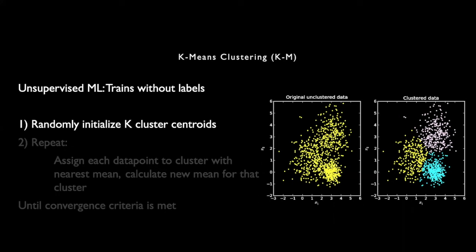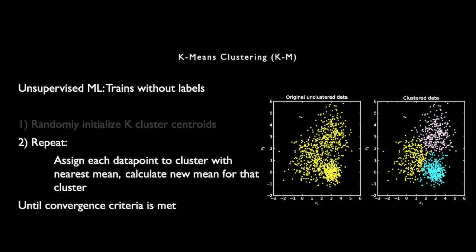The last algorithm we use is k-means clustering. Unlike random forest and SGB, k-means is an unsupervised machine learning algorithm. That means that it trains without labels. The first step is to randomly initialize k cluster centroids, and then assign each data point to the cluster with the nearest mean and calculate the new mean for that cluster. This step is repeated until convergence is met.